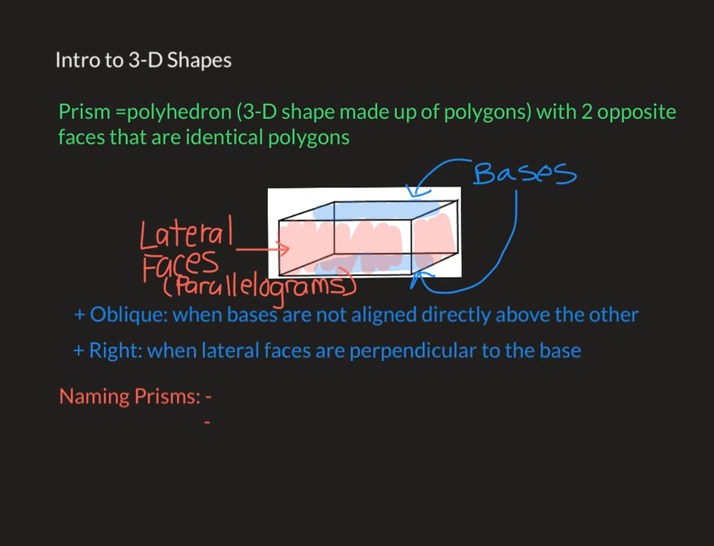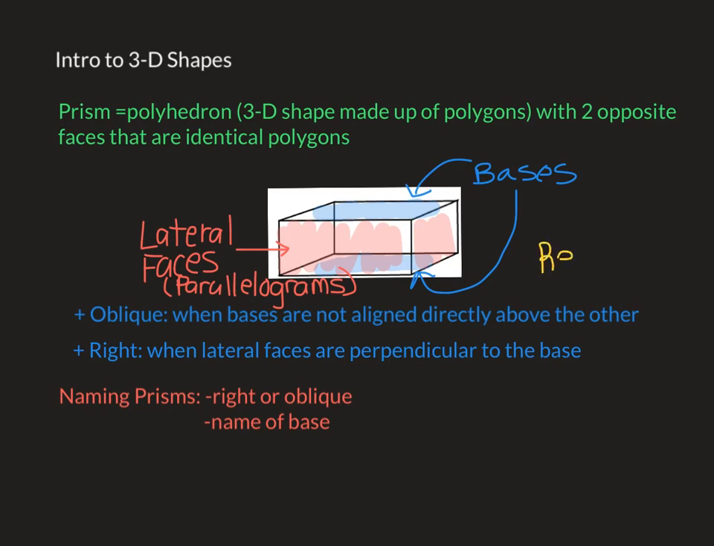So, when we go ahead and name our prisms, we need to make sure to say, one, are those prisms going to be right or oblique? And then two, we always name the prism with the name of its base. So, for example, if we want to name the above prism, this one right here, I've been referring to it kind of already by the name of its base. It is a rectangular prism.